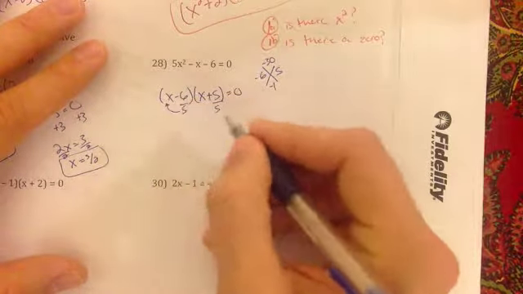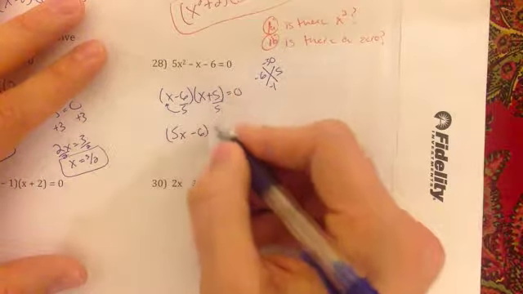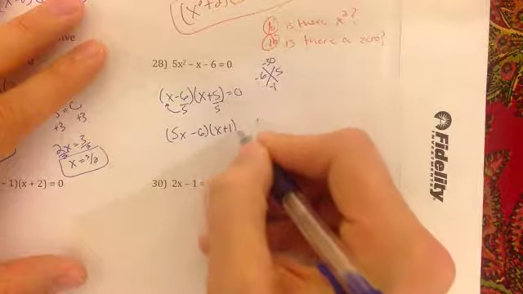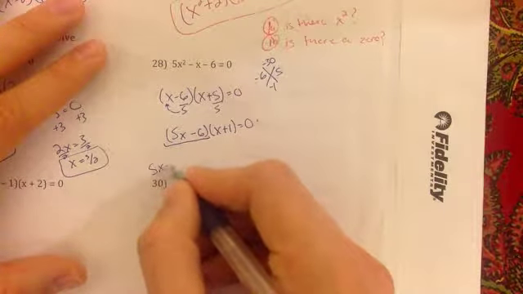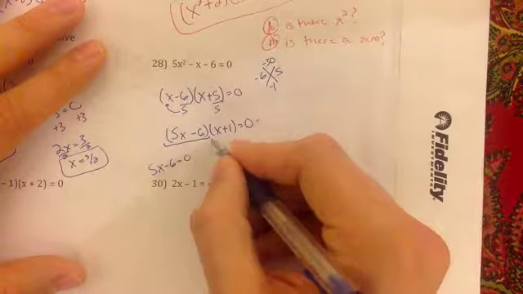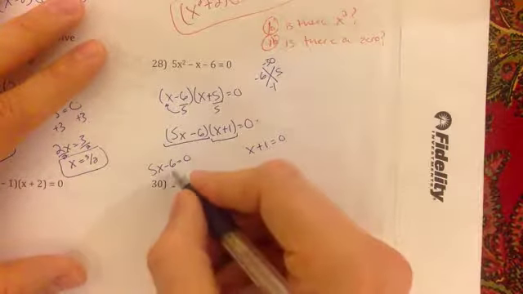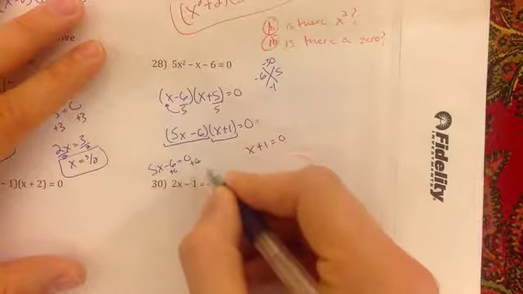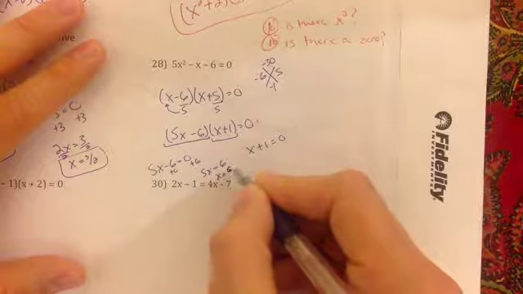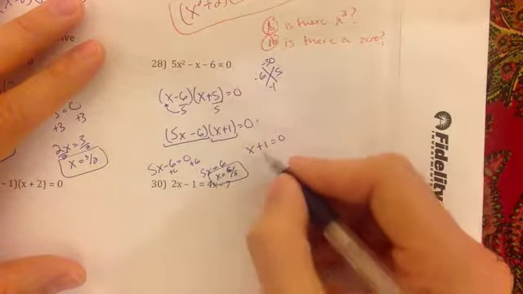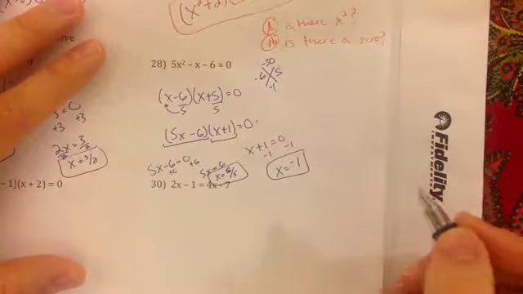5 doesn't divide evenly into 6, and I cannot reduce, so I'm going to get 5x minus 6. This one will reduce, so I'll get x plus 1. In my final step, I'm going to set it equal to 0 and solve. I've got 2 numbers. Their product is 0, so one of those numbers has to be 0. It's going to be a 6 over 5. Alright, pull that 1 from both sides. We're ready to go.